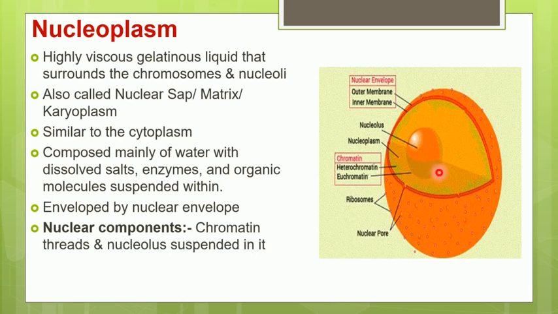Inside this nucleoplasm, the chromatin threads. So what is chromatin? Basically, it is nothing but the condensed form of the DNA. So the condensed form of the DNA in the form of chromatin threads, as well as another structure that is called as nucleolus, is suspended in the nucleoplasm. So in the center of this nucleus, you can see an oval structure that is nothing but the nucleolus. So this nucleolus along with the DNA in the form of chromatin threads is suspended in the nucleoplasm.